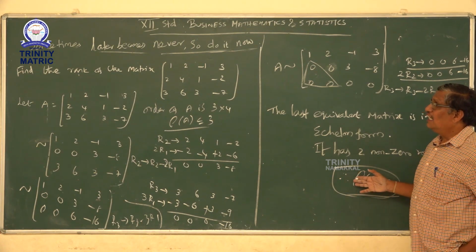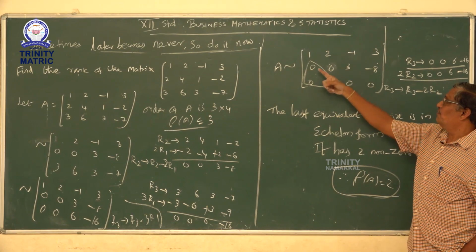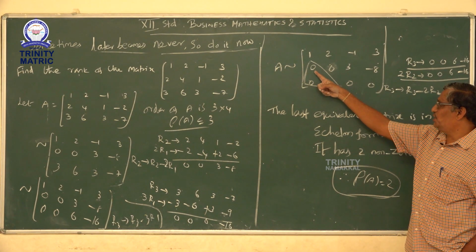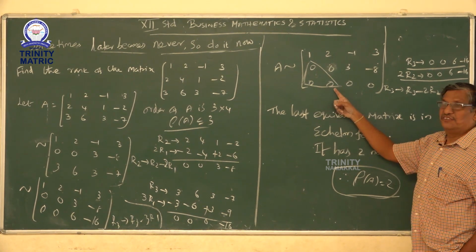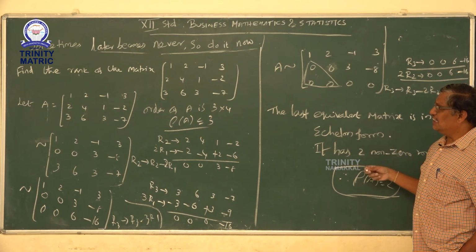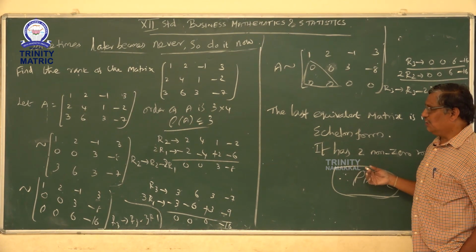This is the echelon form. Echelon form means below the first row, the second row's first element must be 0. In the third row, the first 2 elements must be 0, 0. That is the echelon form. If you do one or two sums, in the next class you will do it very easily. Do the sums, practice it.